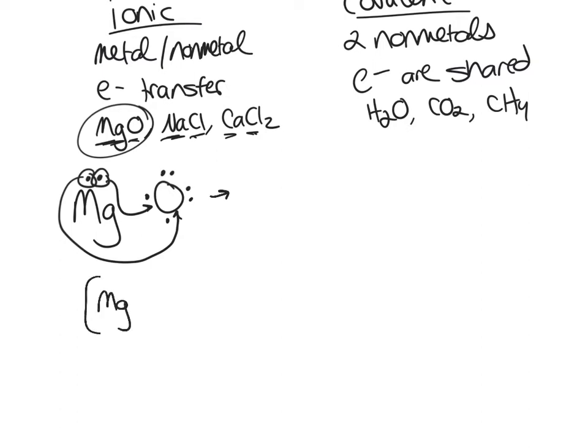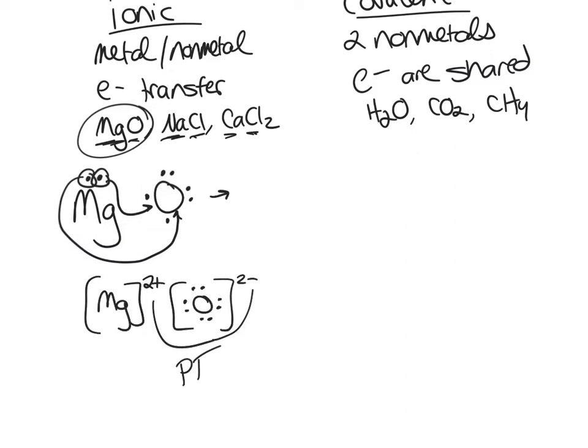Magnesium has no valence electrons, and it has a charge of 2 plus. That comes from your periodic table. And oxygen has 8 valence electrons, and it has a charge of 2 minus, or minus 2, it doesn't matter. So those charges there come from your periodic table.